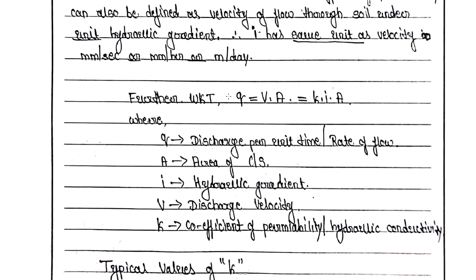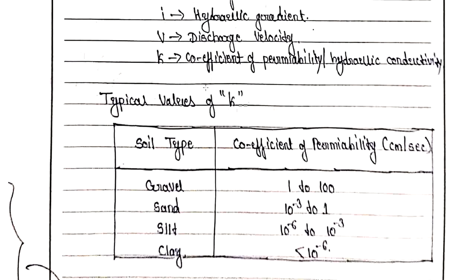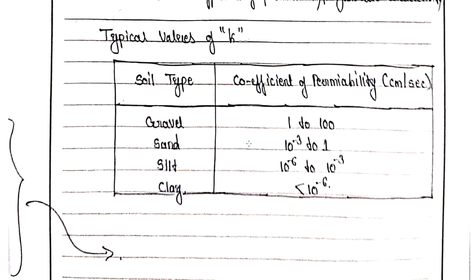We can write this relation by using Q is equal to V into A, where V is nothing but k into i. So I can write small q, that is the discharge per unit time, is equal to k into i into A. For various types of soil, the values of k are given in this particular table.